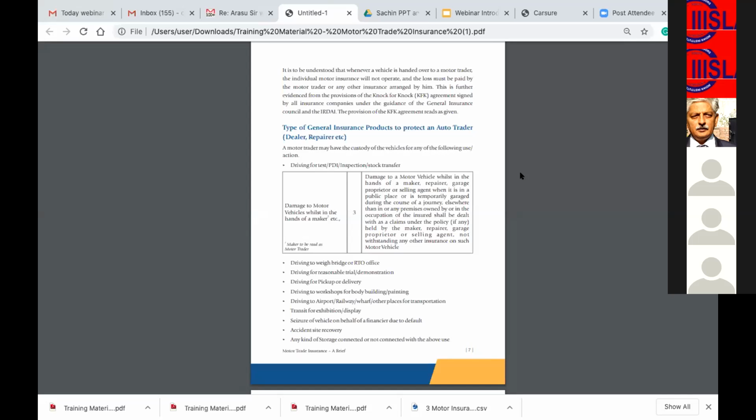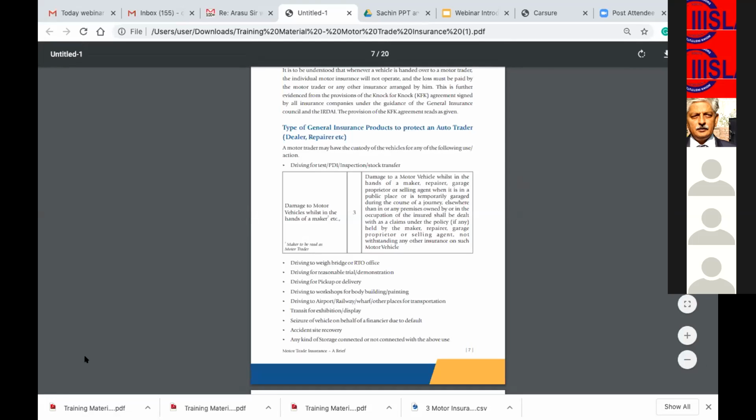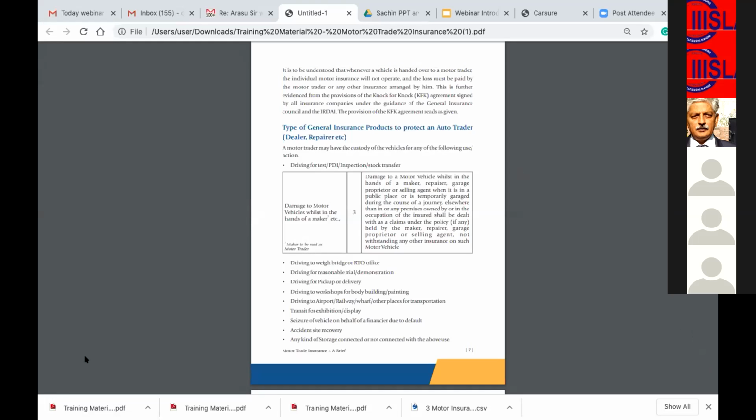Fundamentally, everybody will have a question at this stage. In case of a flood, the vehicle is parked inside a motor dealership or a garage. The vehicle is completely damaged. Do you mean to say the package policy of the customer, the vehicle owner, will not pay the claim? Yes, as per the provisions of the law, as per the provisions of the knock for knock agreement, the claim has to be paid by the motor trade insurance.